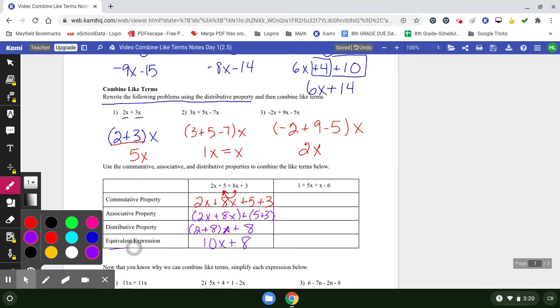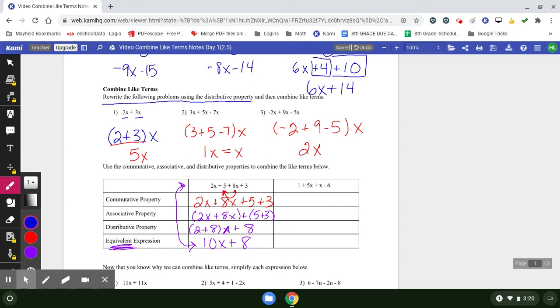And that is an equivalent expression, meaning that it is equal to the beginning. And in fact, all of those in the same column are equal to each other. One of the things you have to do during the Algebra 1 Regents is justify why you are doing a step using a property. So that is what we are practicing right now, is how the properties work when I'm combining like terms. Okay, so now we're going to do the second one.